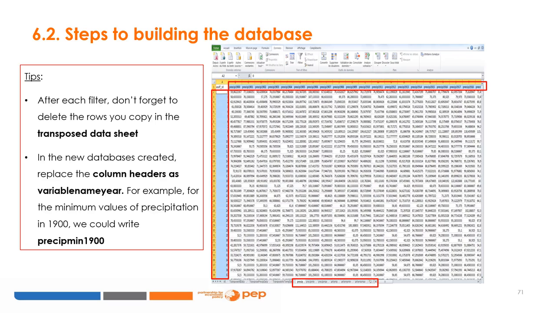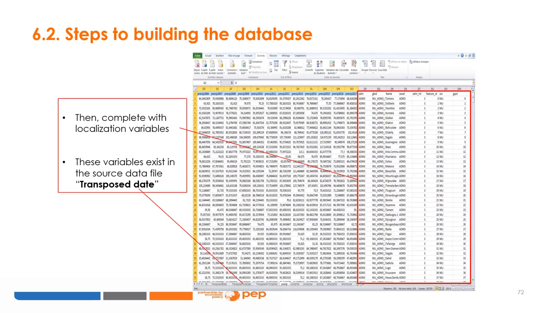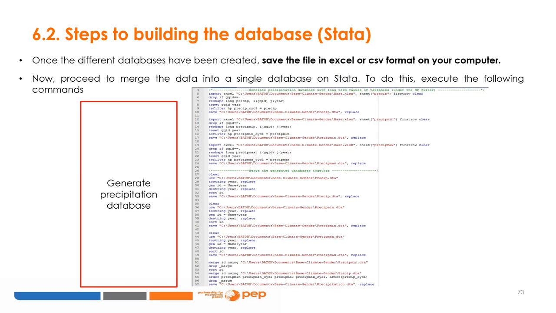In these newly created databases, replace the column headers as variable name year. For example, for the minimum values of precipitation in 1900, we could write precip min 1900. Then complete them using localization variables. These variables exist in the source data file transpose data. Once the different databases have been created, save the file in Excel or CSV format on your computer.